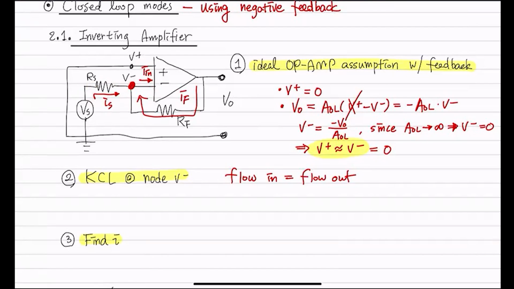So what are the flow ins? These two are flowing in. And this is the only guy that flows out. So we can have IS plus IF equals IN, right? And what's this IN? That's just 0 because we assumed that. In the previous page, we talked about there's no current that flows in because the impedance here is infinite. In other words, it's like the circuit is broken, right? It's disconnected, I mean. So it's like this.